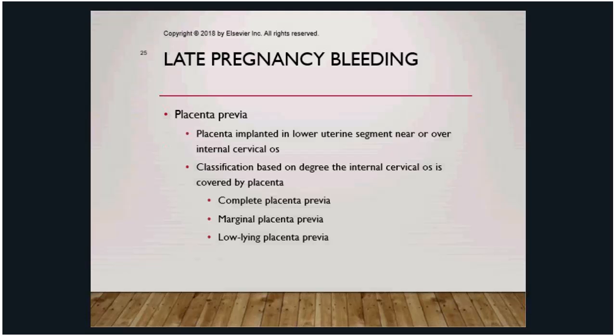Late pregnancy bleeding, so placenta previa. The placenta is implanted in the lower uterine segment near or over the internal cervical os. Classification is based on the degree to which the internal cervical os is covered by placenta. It can be complete, marginal, or low-lying.